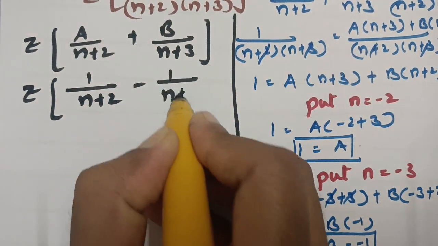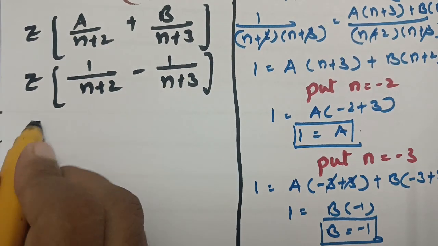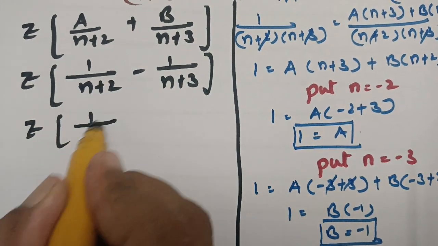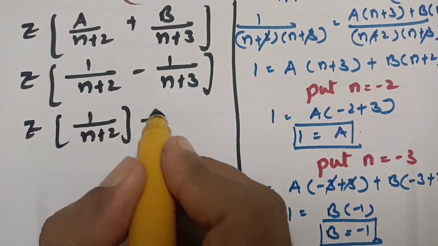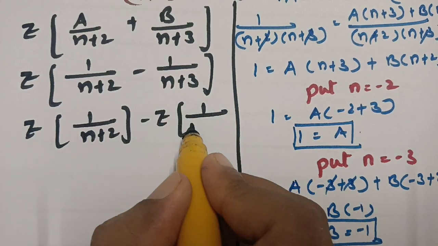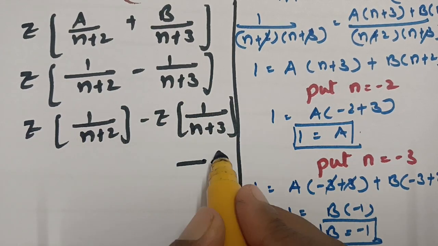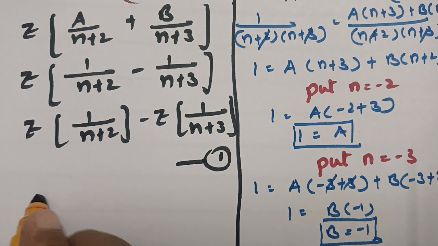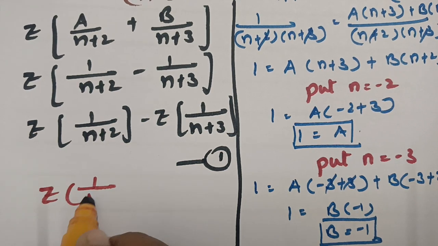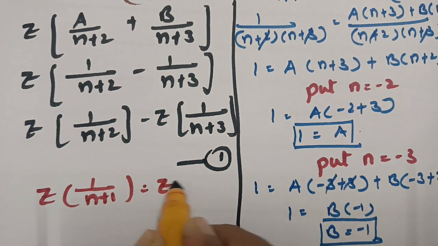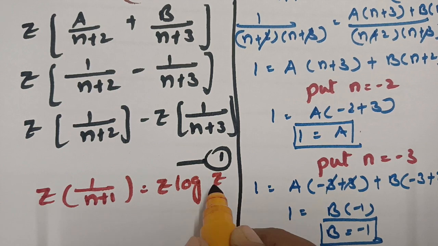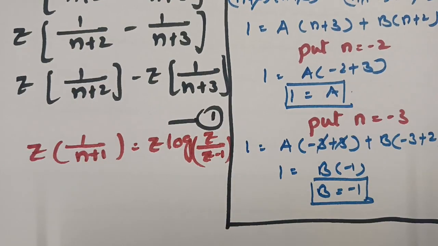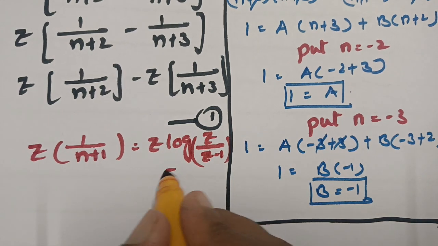Minus 1 by n plus 3. So this can be written as z transform of 1 by n plus 2 minus z transform of 1 by n plus 3. So this is equation 1. According to our standard functions, the z transform of 1 by n plus 1 is nothing but z times log of z by z minus 1. Clear? So this value is nothing but f of z.